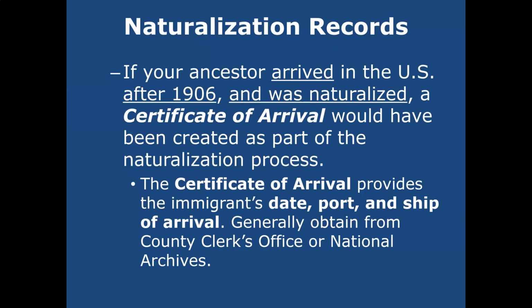If your ancestor arrived in the U.S. after 1906 and was naturalized, a certificate of arrival would have been created as part of the naturalization process. The certificate of arrival provides the immigrant's date, port, and ship of arrival. Generally, you obtain these from the Erie County Clerk's office if they're Erie County, or whatever county clerk, wherever they lived, or the National Archives.